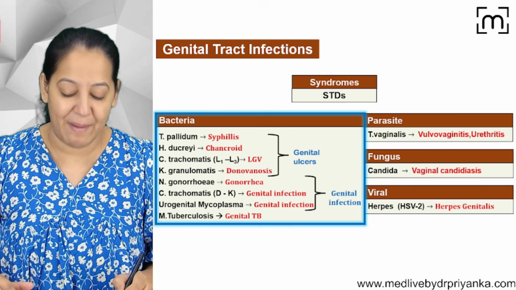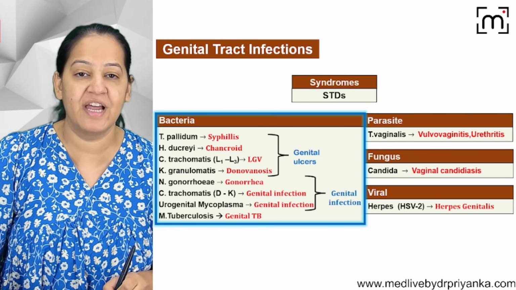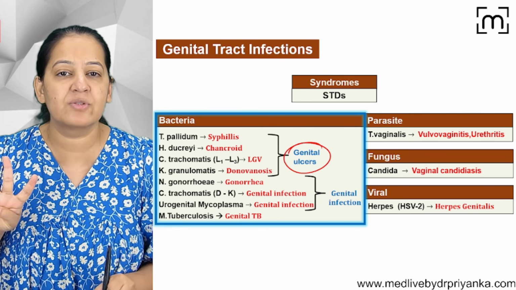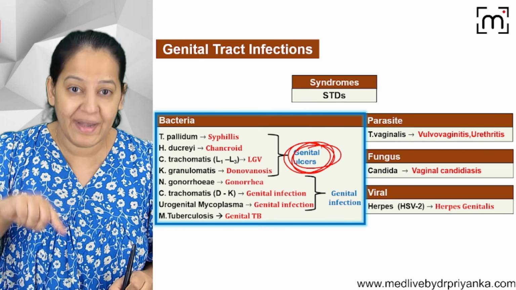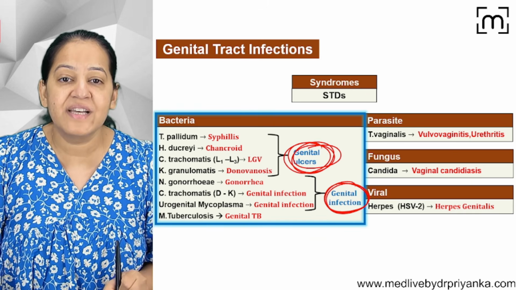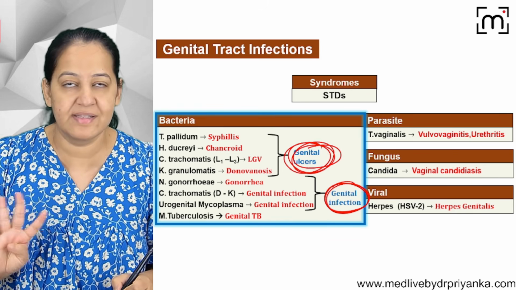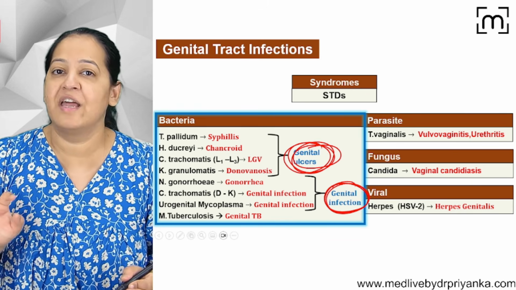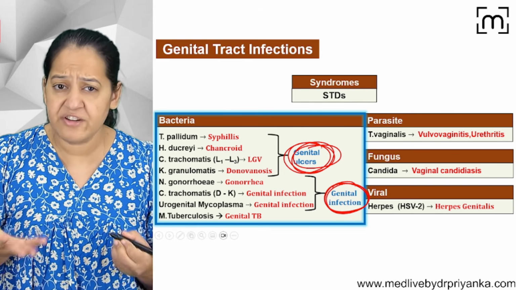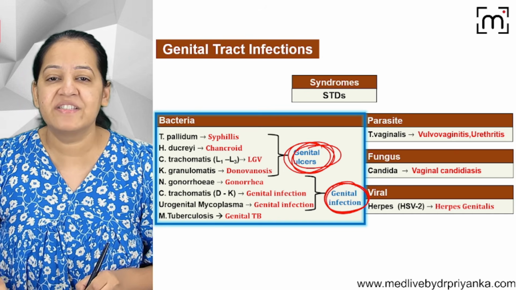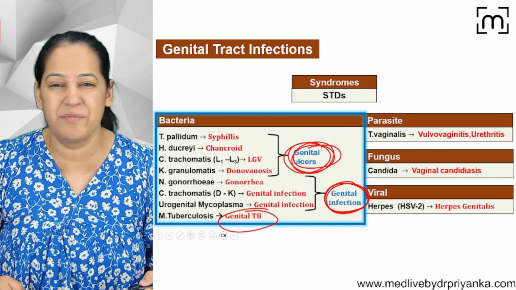We are dividing these bacteria into 3 portions. Let me tell you. So these 4 bacteria cause genital ulcers. Okay, we will make one master chart for them. The remaining 3 bacteria cause genital infections. They don't cause genital ulcer. They cause genital infection. It can be urethritis, cervicitis, epididymitis, vaginitis. That is genital tract infection, but there is no ulcer. And third, genital TB. Okay, Mycobacterium tuberculosis.